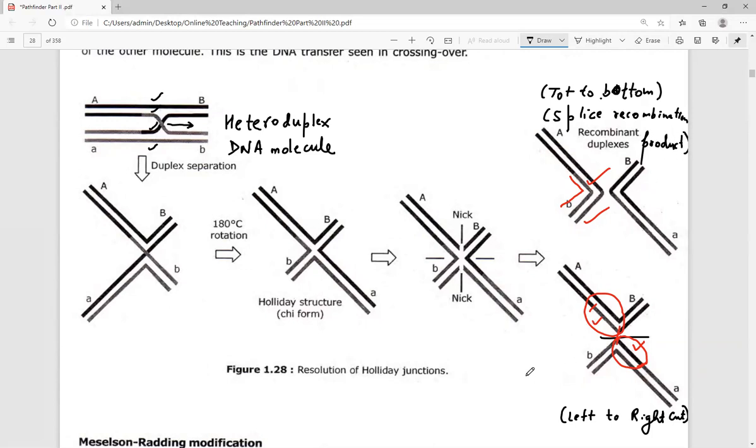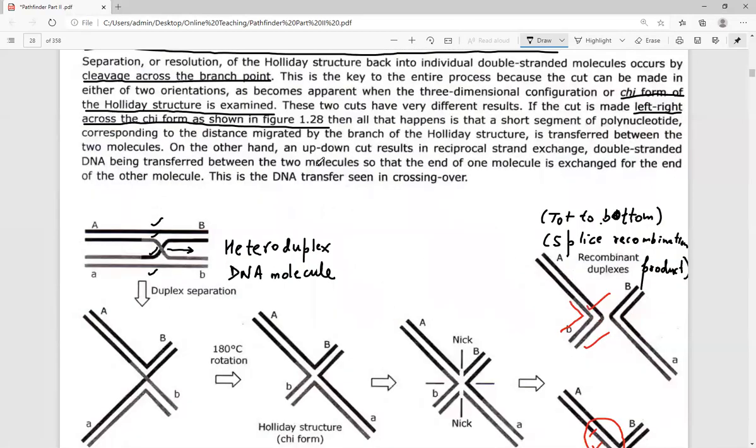And this is referred to as the patch recombination product. Okay. So these are the two recombination products which have been produced.